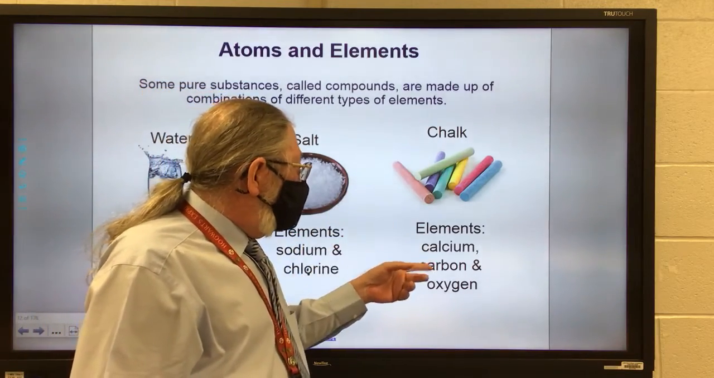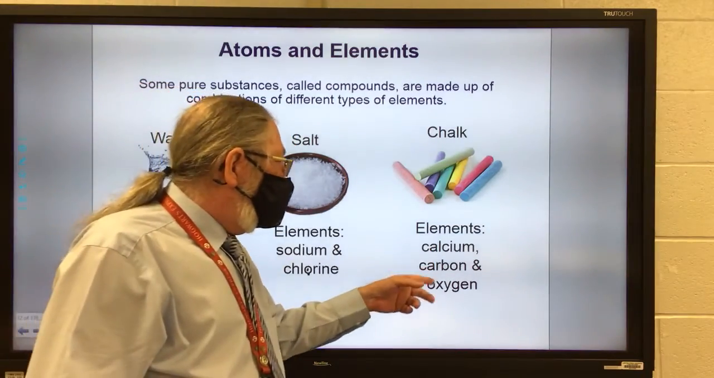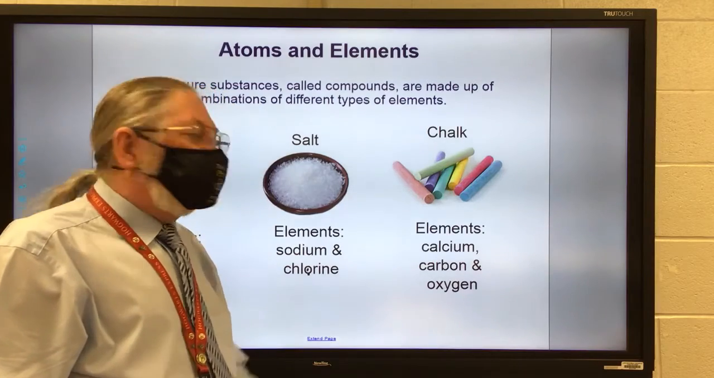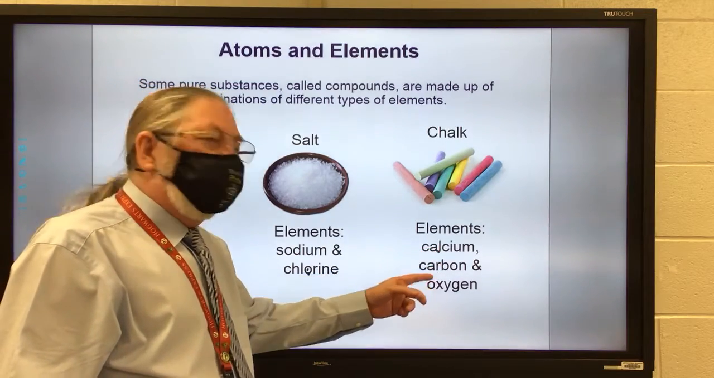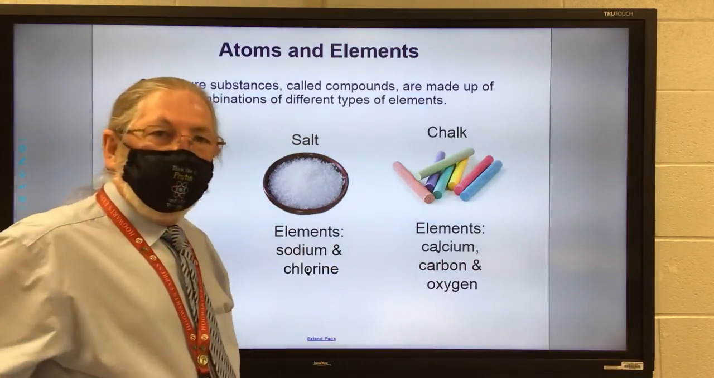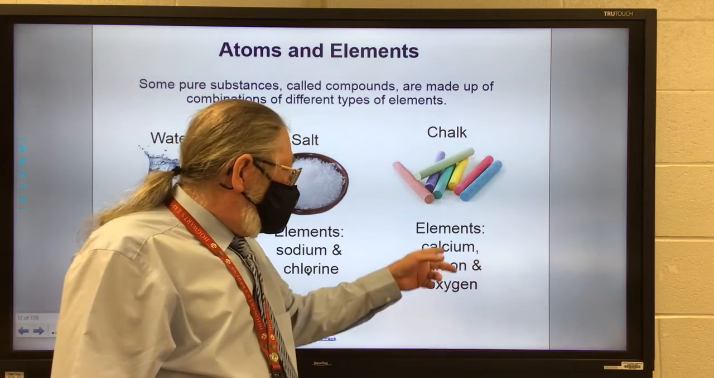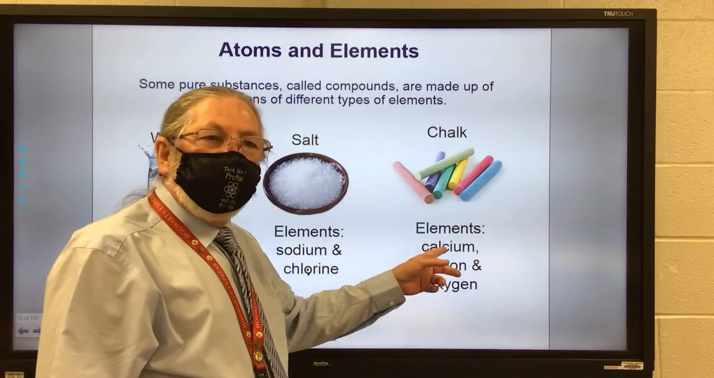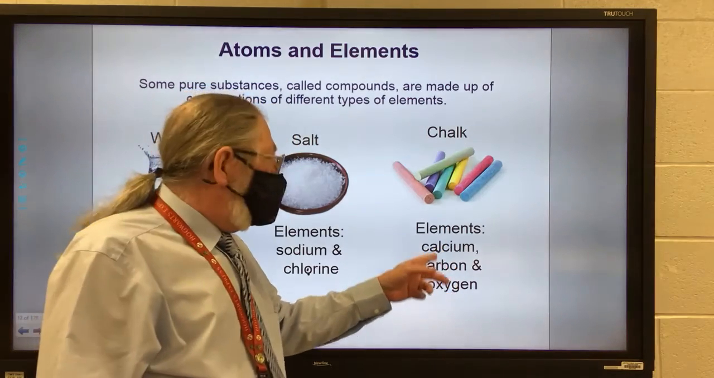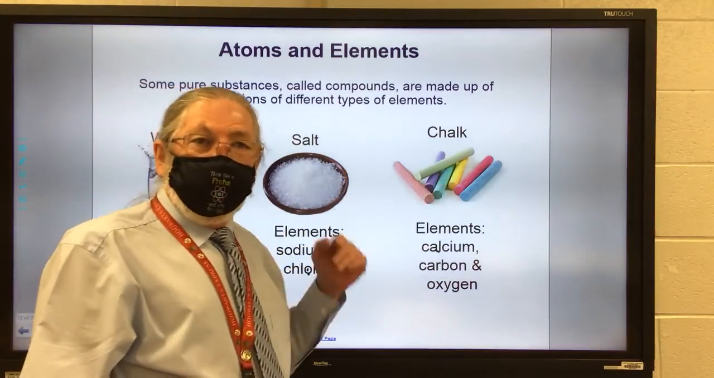Chalk is made up of calcium, carbon, and oxygen. Guess what your bones are made out of? Calcium, carbon, and oxygen. So the same thing chalk is made of, because these are 3 of the 6 elements that the human body is made up of. Calcium, carbon, and oxygen, but it also makes up chalk.